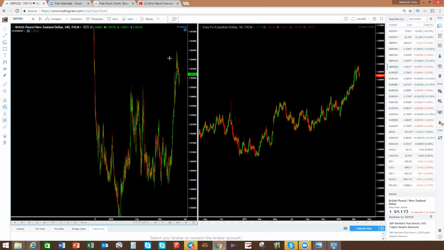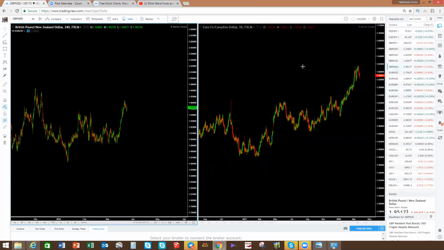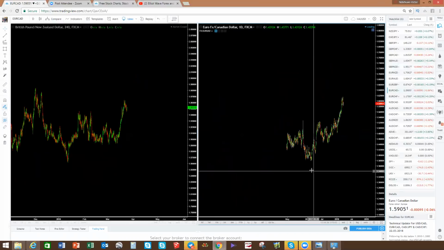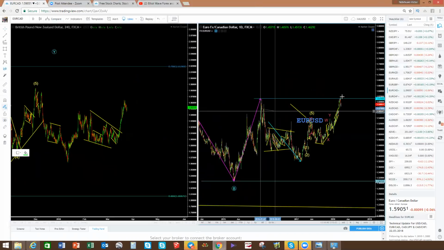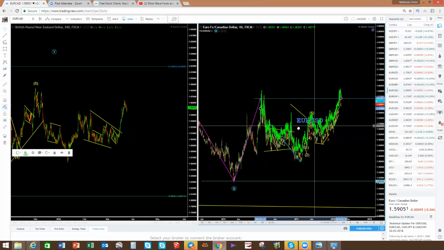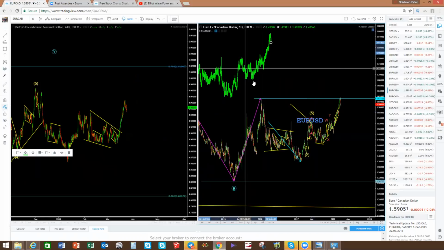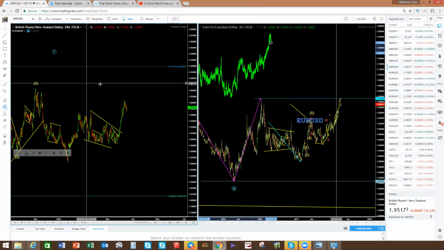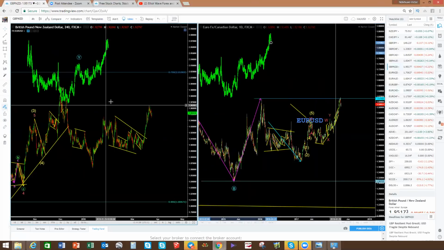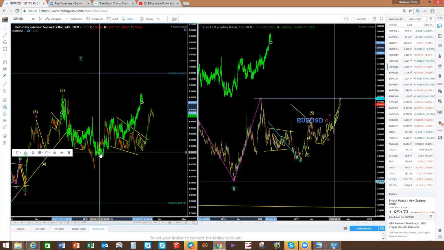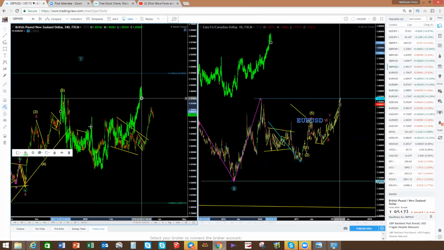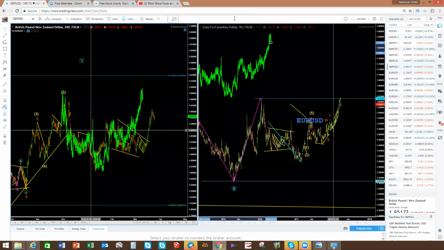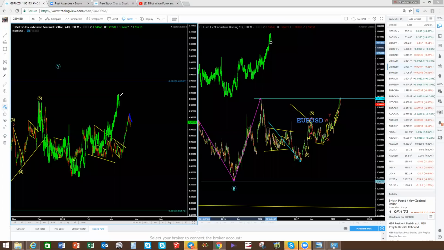So pound New Zealand, I think if we go daily, okay, no, 4 hours fine. A bus pattern again. I'm going to take it from here to there and just project it from here. Okay, I need to copy it. Copy, paste. What are we anticipating? We're anticipating this move. See, fits like a glove. So this has not completed yet, and it's giving us a buy setup. It tells us that we still want to go up.